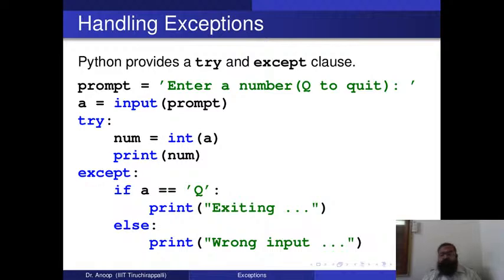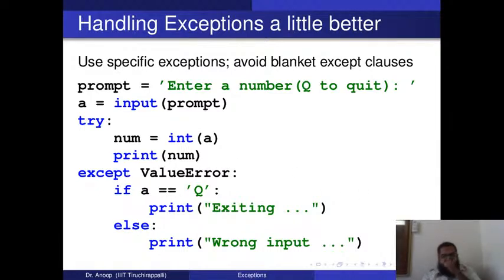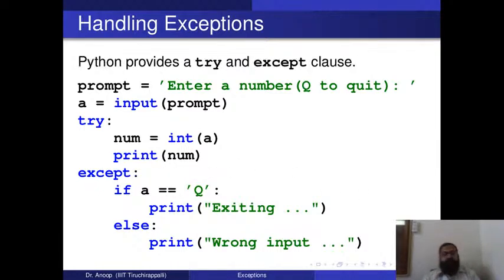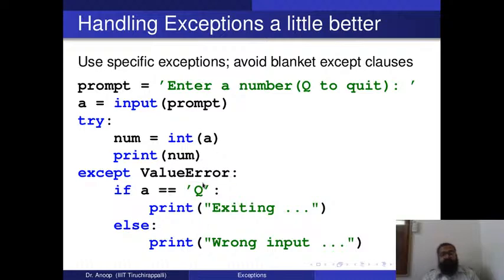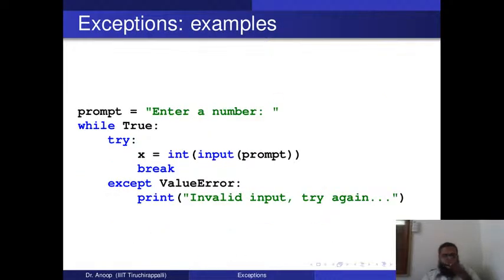In slide number 9 we have the blanket exception which will work for any exception. And in slide number 10, the only difference is that we have used a specific exception, which is a ValueError. So except ValueError colon, and then we will do: if a equal to q, print exiting, else print wrong input.